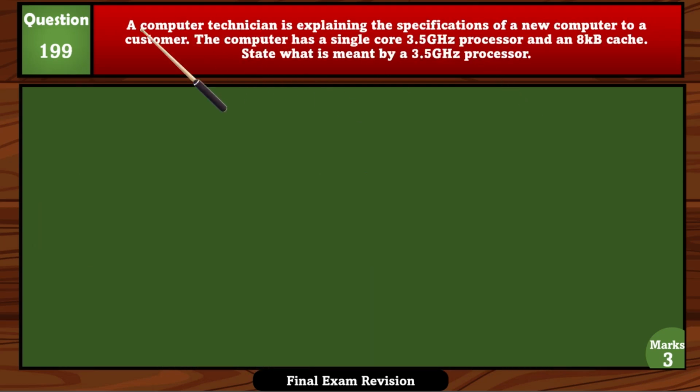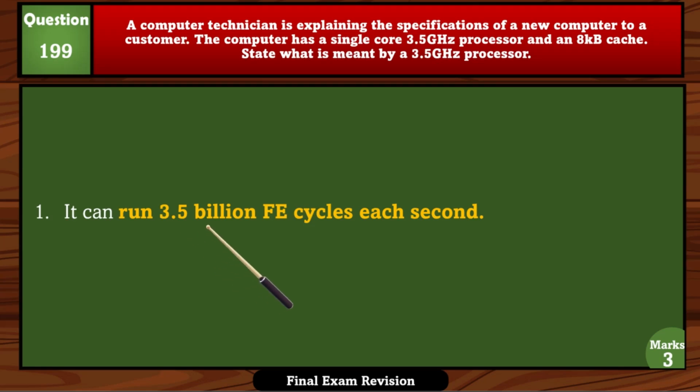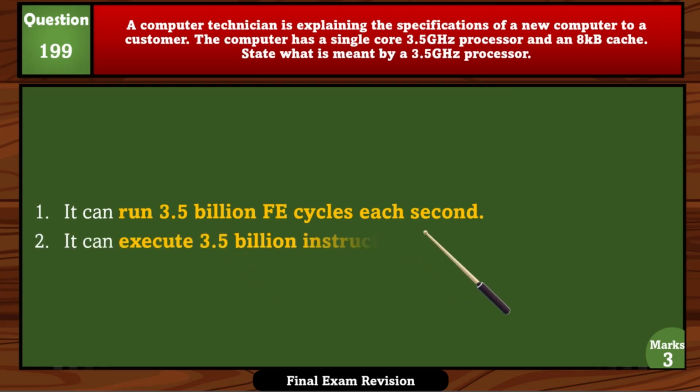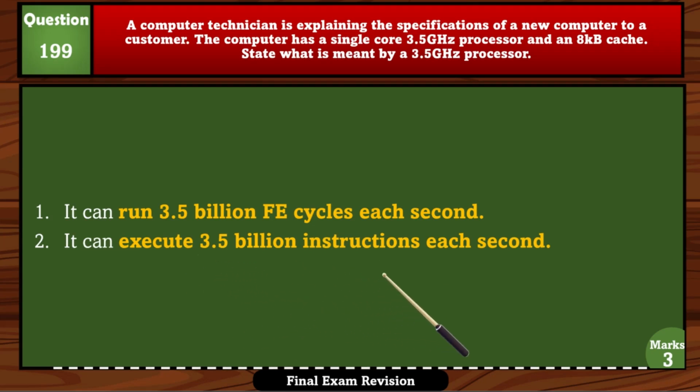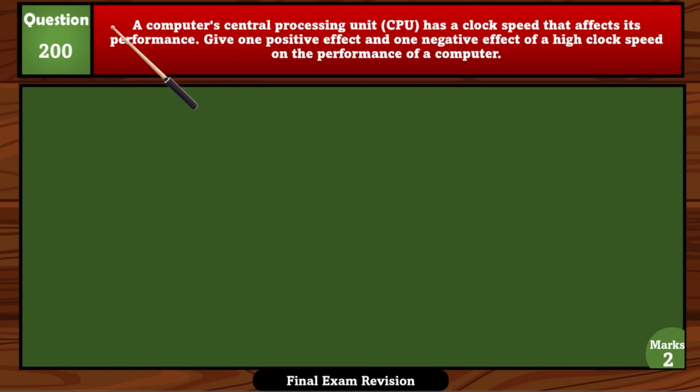Question 199. A computer technician is explaining the specification of a new computer to a customer. The computer has a single core, 3.5 gigahertz processor and 8 KB cache. State what is meant by 3.5 gigahertz processor. So it means it can run 3.5 billion fetch, decode, execute cycles in each second, or it can execute 3.5 billion instructions per second.